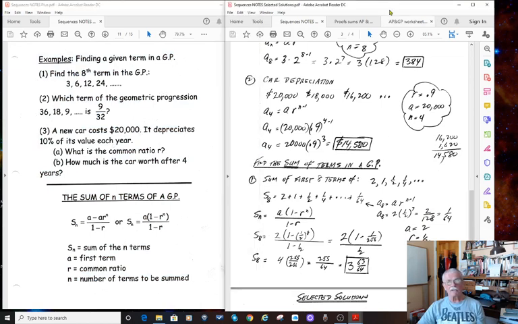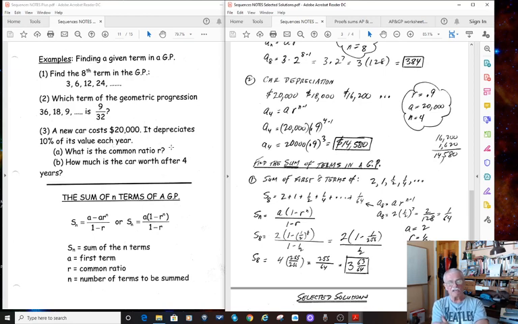Okay? But the idea here is we're talking about depreciation of a car. So it says a new car costs $20,000. Like, I wish, right? It depreciates. Depreciates means it loses value 10% of its value each year. What's the common ratio? Well, you might think it's 10%, but it's really not.